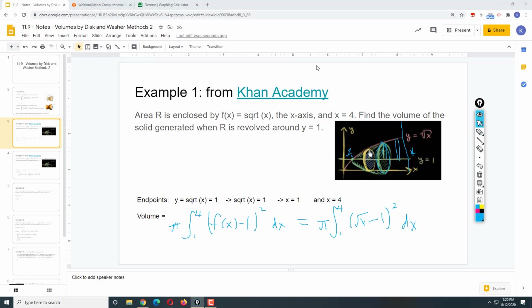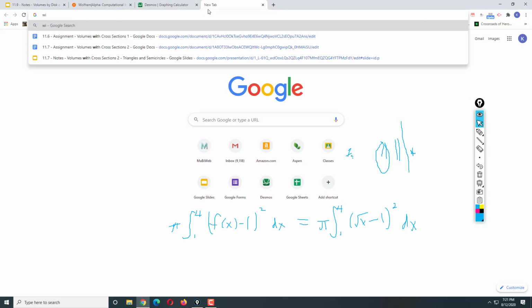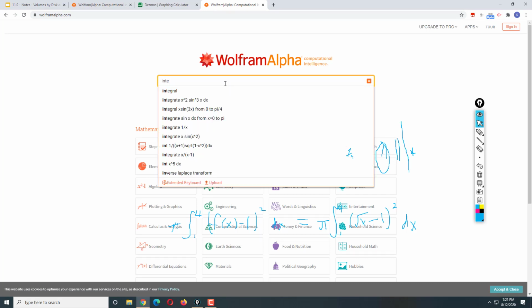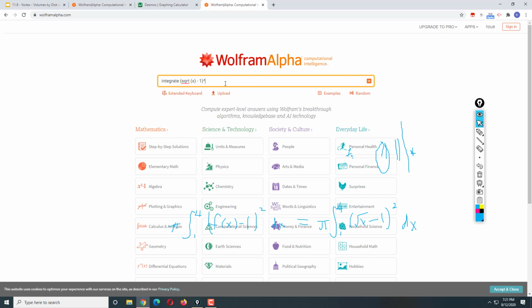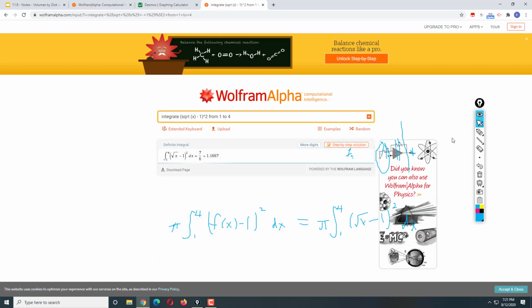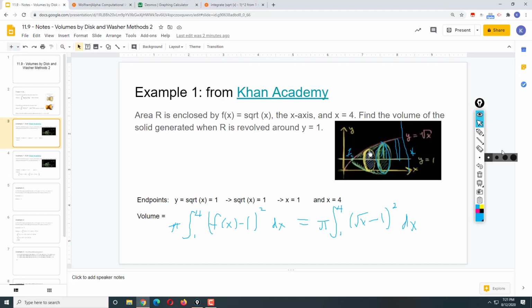In the Khan Academy video, they work out this integral in detail. We'll just use Wolfram Alpha to calculate the integral quickly, because our goal is to understand how we set up these integrals. So we're integrating square root of x minus 1, the whole thing squared, from 1 to 4. When we integrate this, we get 7 over 6. So the answer, the volume, has to be 7 pi over 6. Okay, that's it.